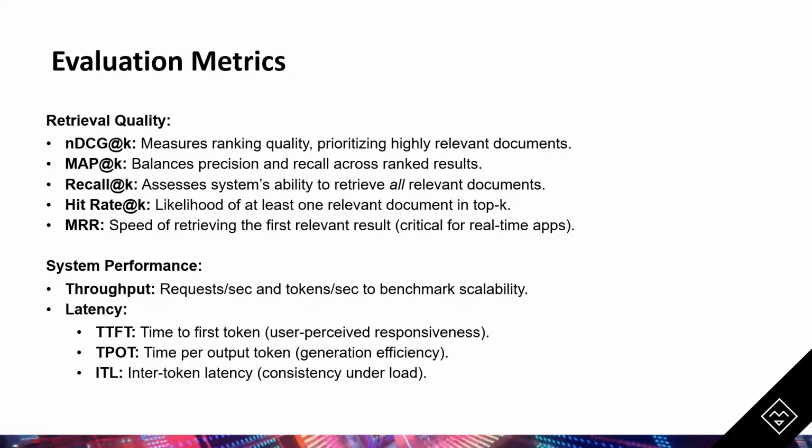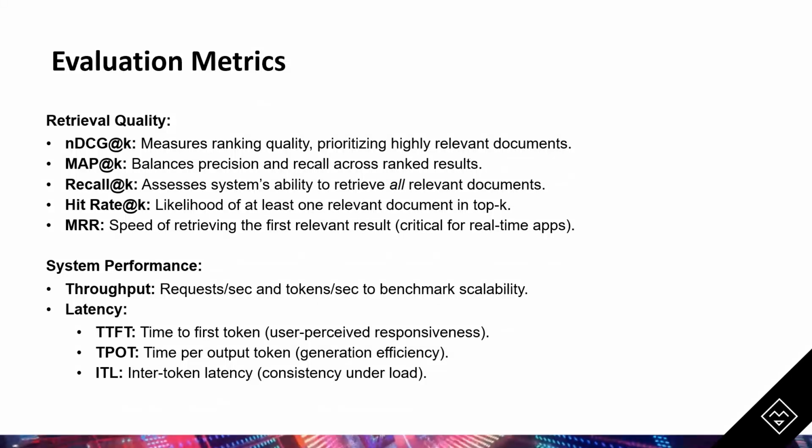The next one is MAP, or Mean Average Precision. It balances the precision and recall across the entire result set. It penalizes systems that fail to surface relevant documents earlier in the list, providing a more holistic measure of the retrieval effectiveness. The next one is recall.